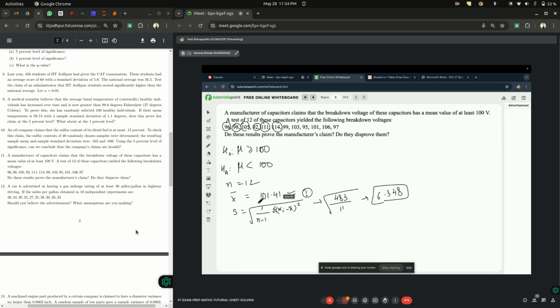Now I need to test the claim. Alpha is not given, so I'll take 0.05. Which case can I take? This time I'll go with a t distribution, because n is less than 30. The graph says t is less than 0, a left tail. I need to find t alpha comma n minus 1, and t observed, and then I am done.